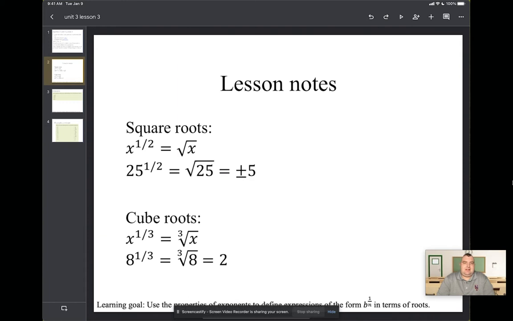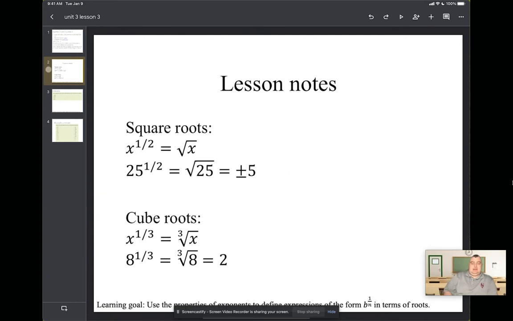And this lesson is kind of a continuation of the previous lesson. We started talking about square roots and cube roots in the last lesson. Now we want to relate square roots and cube roots to exponents.